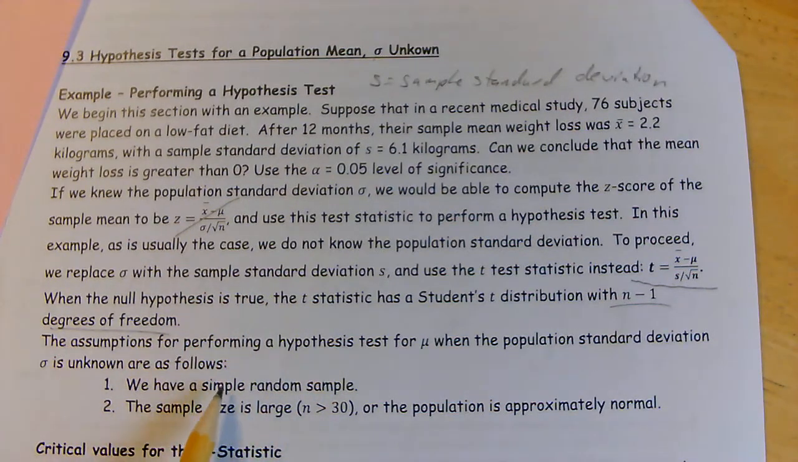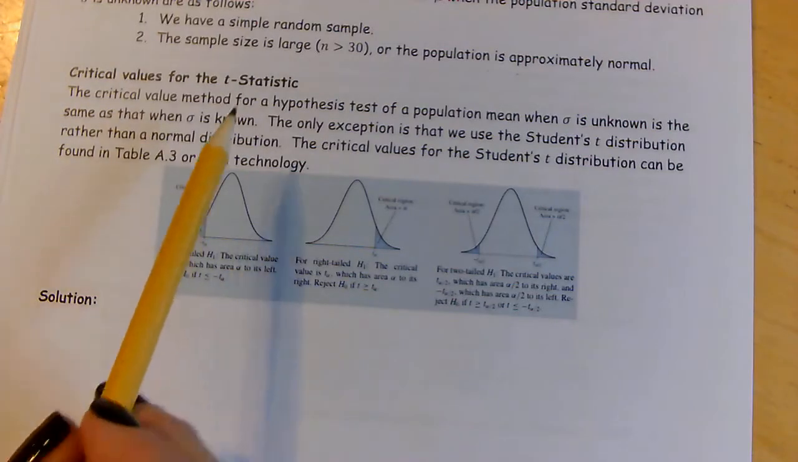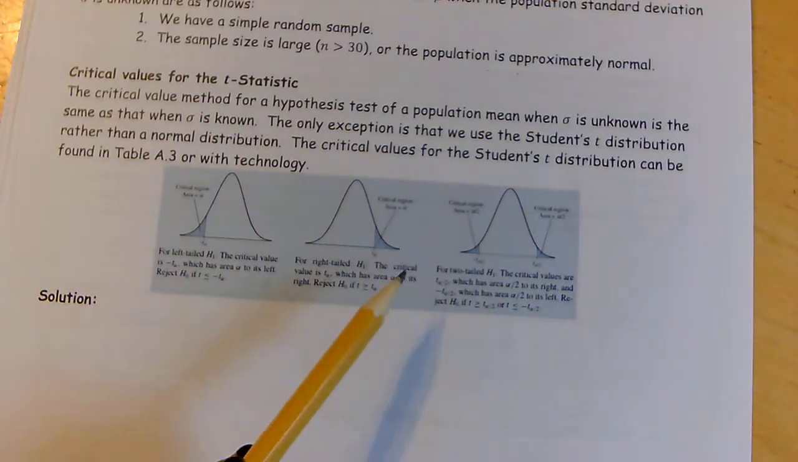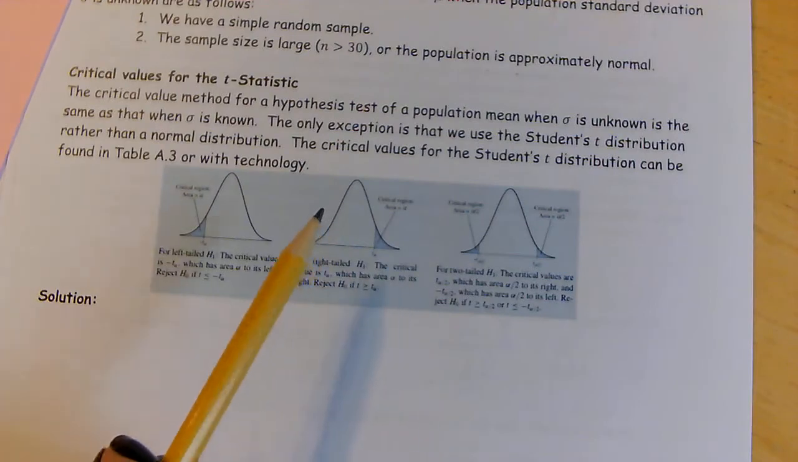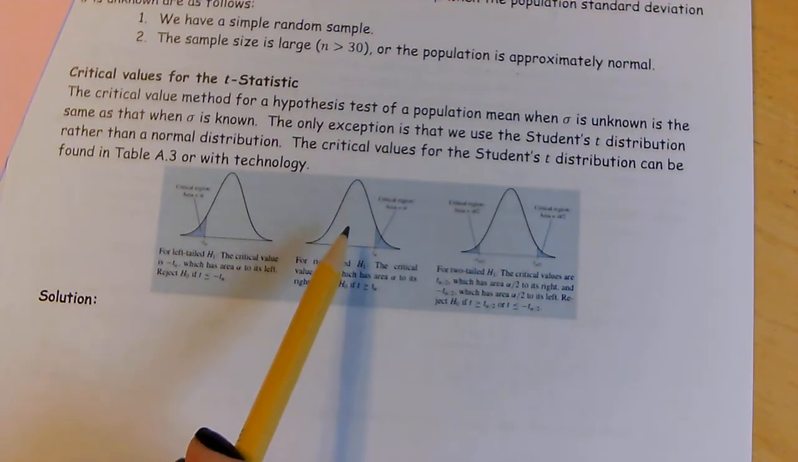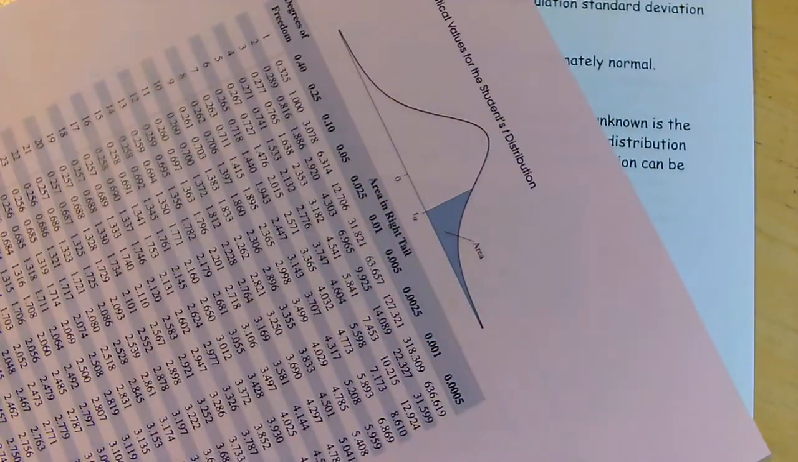Also, with our sample, it has to be a simple random sample, either larger than 30 or from a normal, approximately normal population. So again, our critical T value is going to come from our T distribution. So let's first practice using degrees of freedom and how to get the critical T value. No longer are we using this table. We have to go back to the T distribution or technology.